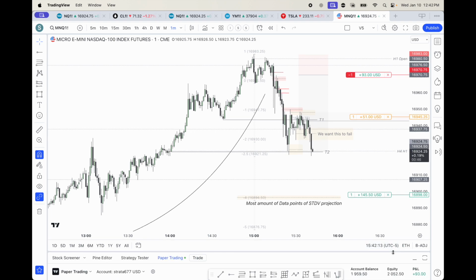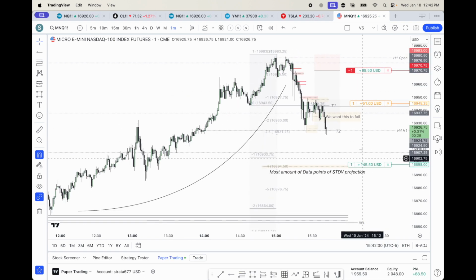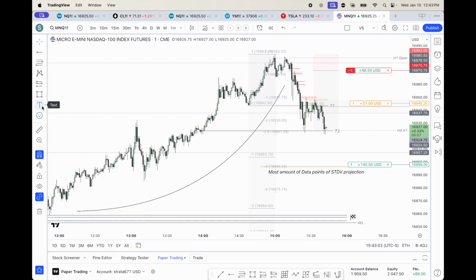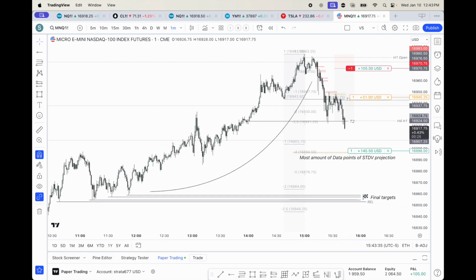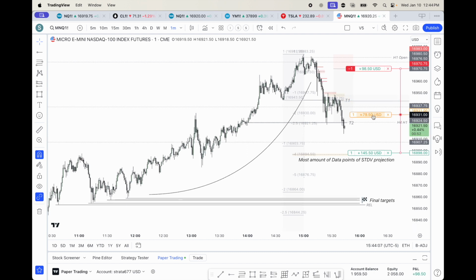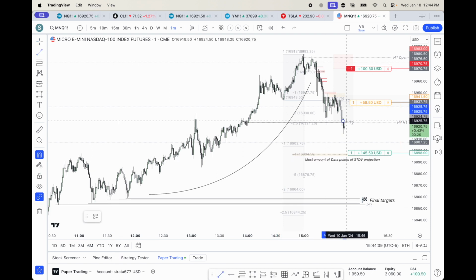In here, I'm marking more standard deviations to find confluences for the target that I would like to get. This target is also represented by a 15-minute rejection block, and I'm getting a cluster of multiple standard deviations pointing to this area being an area of interest.